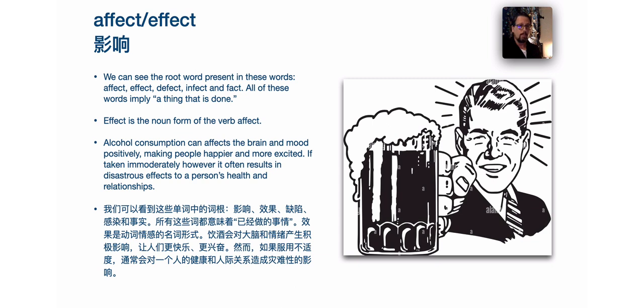Effect is the noun form of the verb affect. How is the verb affect used? Well, alcohol consumption can affect the brain and mood positively, making people happier and more excited. So affect means to cause something to happen. If taken immoderately, however, it often results in disastrous effects to a person's health and relationships. So the effects of long-term alcohol abuse are quite negative. But in the immediate sense, alcohol affects a person positively. It generally improves their mood.